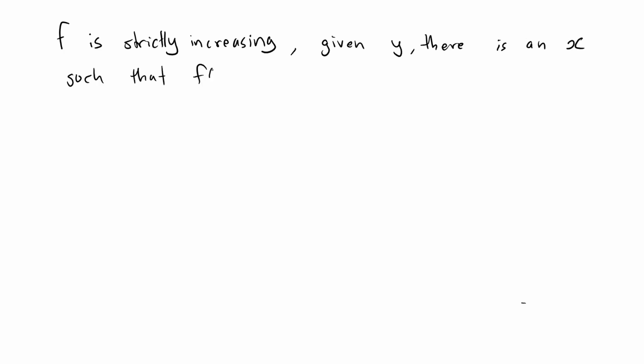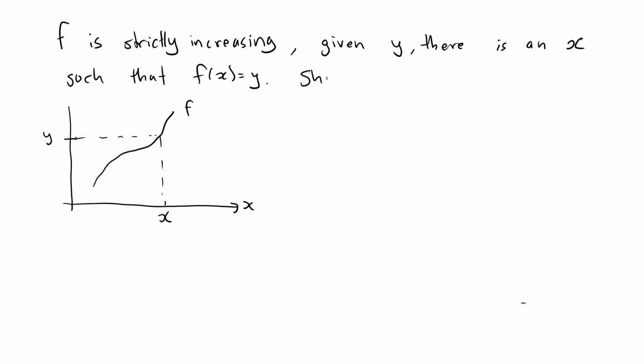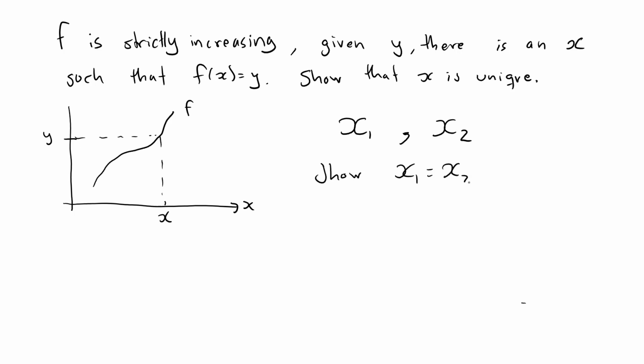Suppose that f is strictly increasing and that there exists a number x such that f(x) is equal to y for a given y. Show that x is unique. The common approach to prove uniqueness is to assume that there exist two real numbers, x1 and x2, which both satisfy the theorem, and show that x1 must be equal to x2.